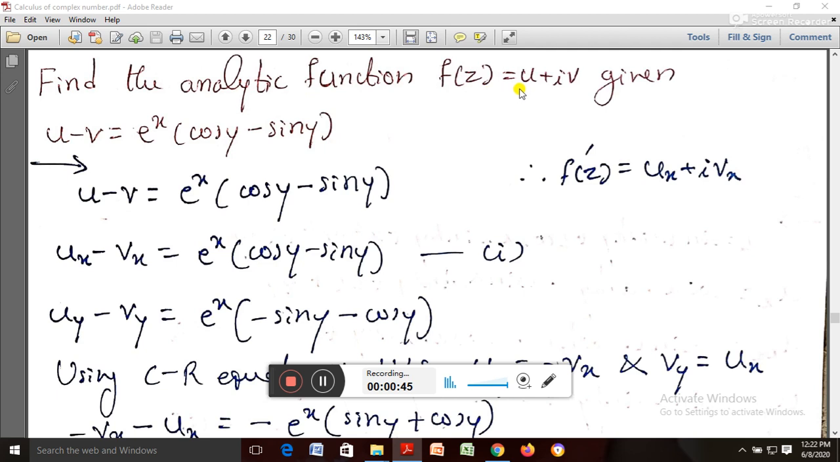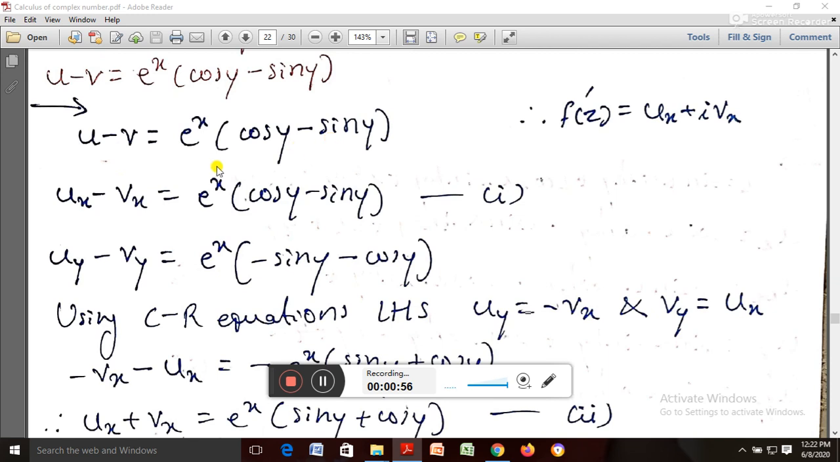Find the analytic function f of z is equal to u plus i into v, given u minus v is equal to e raised to x into cos y minus sin y. So let us solve the example. Given that u minus v equals e raised to x into cos y minus sin y, first find the derivatives, that is, differentiate with respect to x and y.